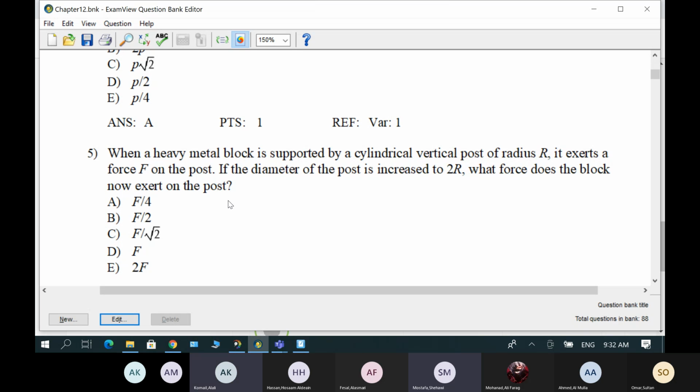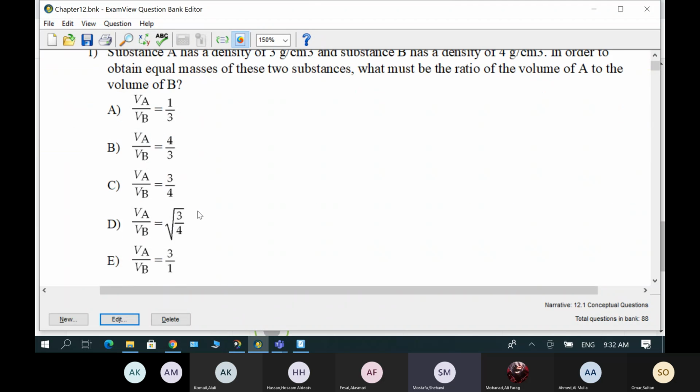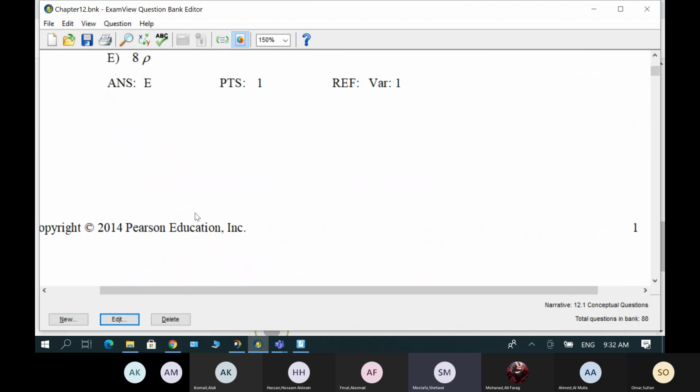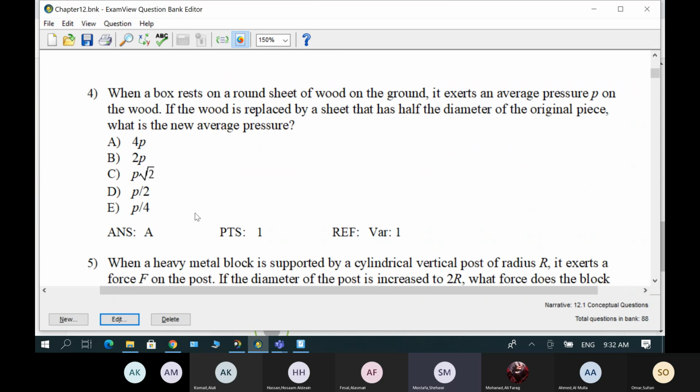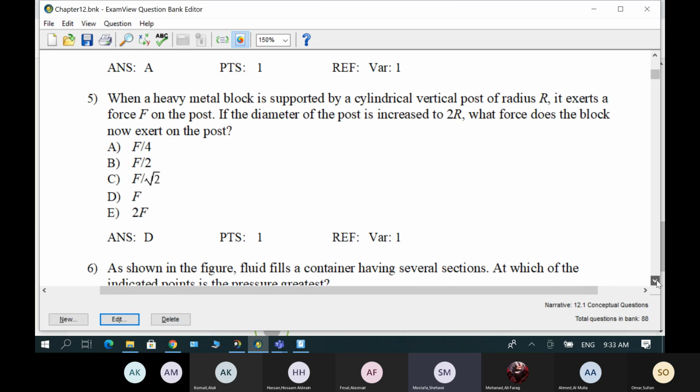The force will be the same, right? Yes, it will be the same. Force comes not from the cylindrical post, it comes from the block itself. So the answer would be D, the same force. This question is only to distinguish between force and pressure. If you're asking about pressure, it will be different. But force does not depend on the area at all. Force depends on the weight of the block above the post, so we have the same force because the same weight.